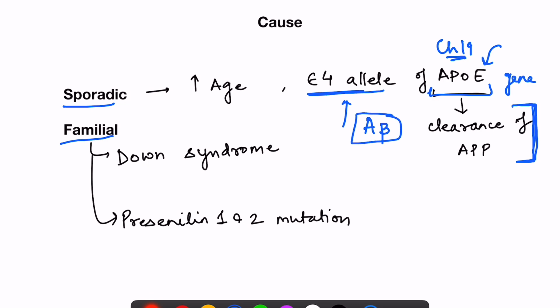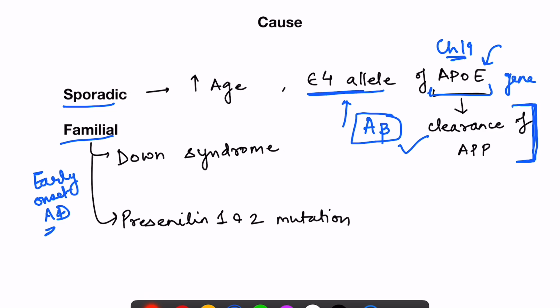Component of the clearing protein. Okay, so when more amyloid beta is produced, that means there will be more accumulation. Yeah, body tries to remove it, but with more production, the body is overwhelmed and there will be accumulation of this A beta protein. Then familial means we see early onset Alzheimer disease. That means if there is presence of certain risk factors which lead to more production of this A beta protein, then we will see Alzheimer disease in early onset.